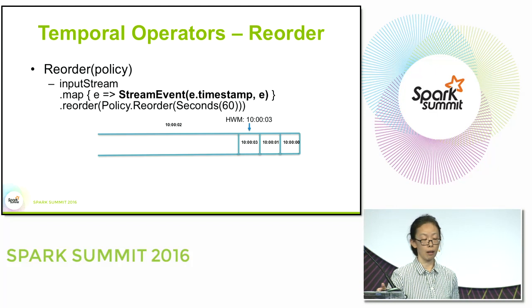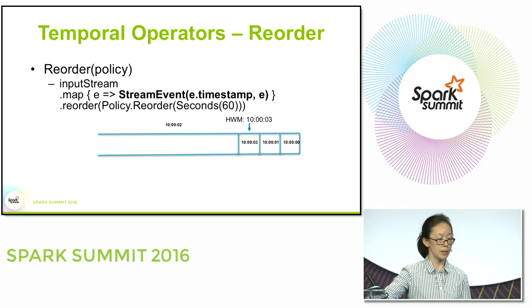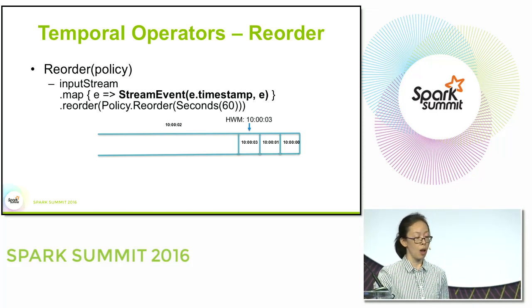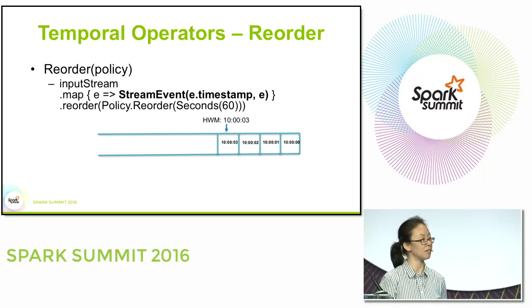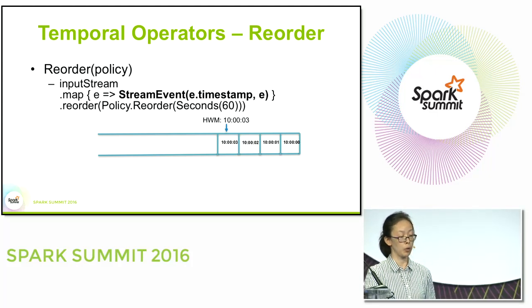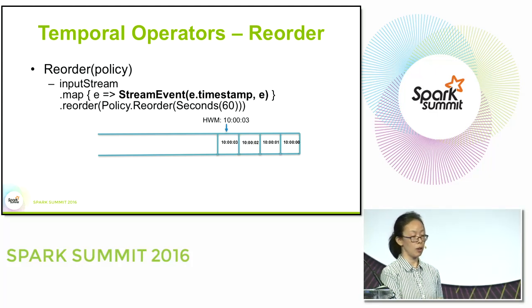And next, suppose we get an event which has timestamp 10 o'clock and 2 seconds. This is a late arrival event, but it's within our 60-second delay boundary. So what are we going to do with it? We're going to sort it back in order. So we put it in the reorder buffer, and we don't need to update the high watermark timestamp now.